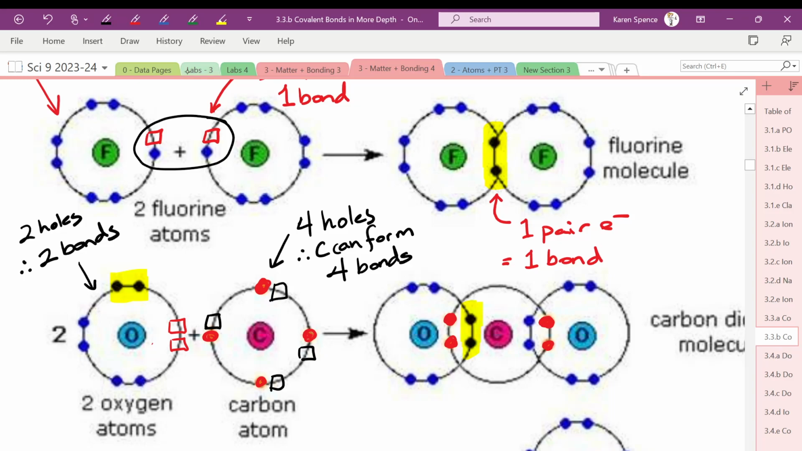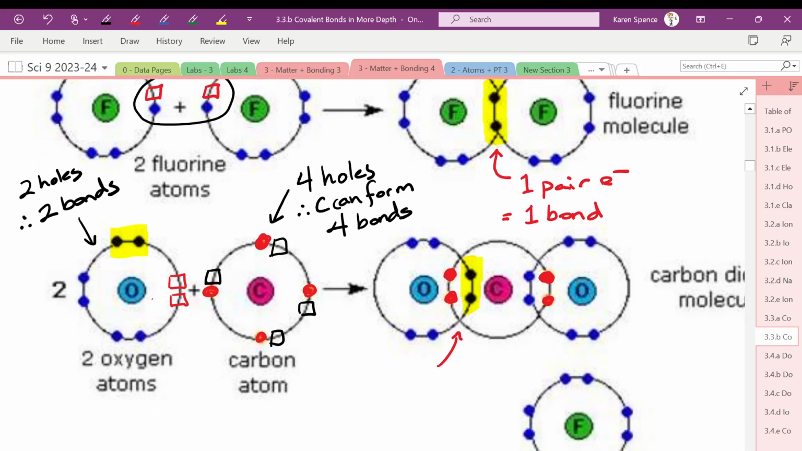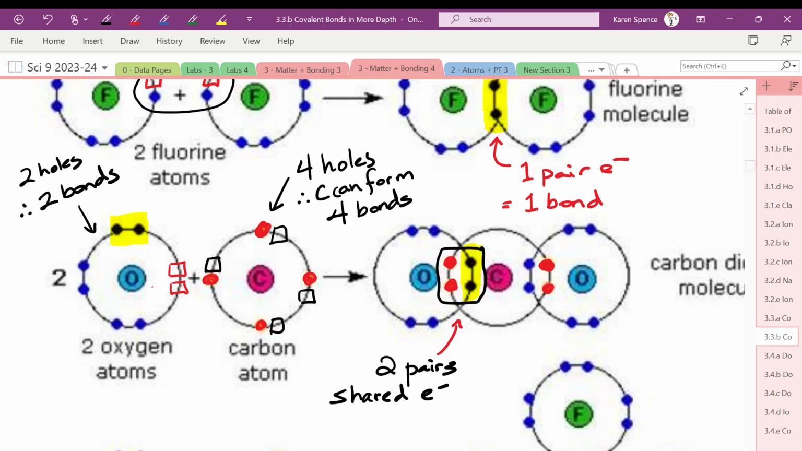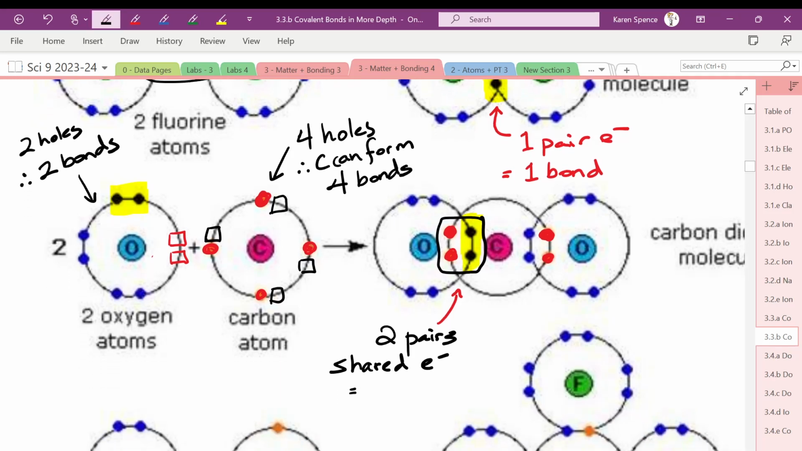Now, let's take a look here. How many pairs of shared electrons? We have 2 pairs of shared electrons. So how many bonds is that? 2 pairs is 2 bonds.